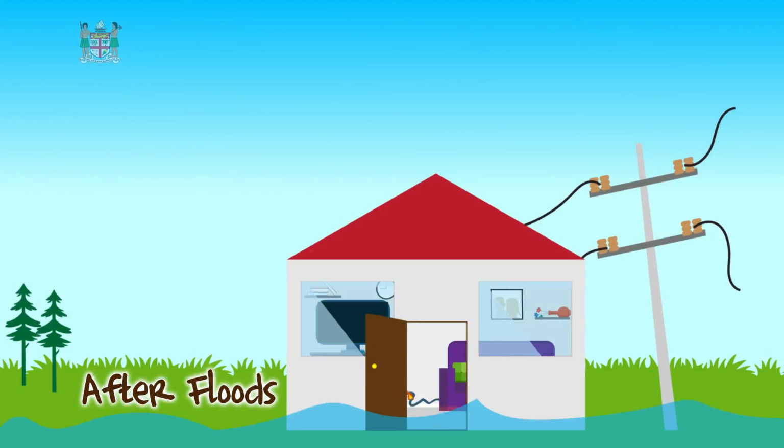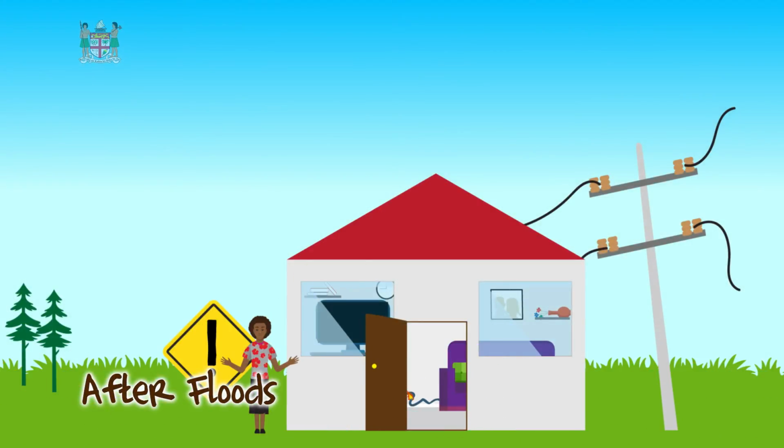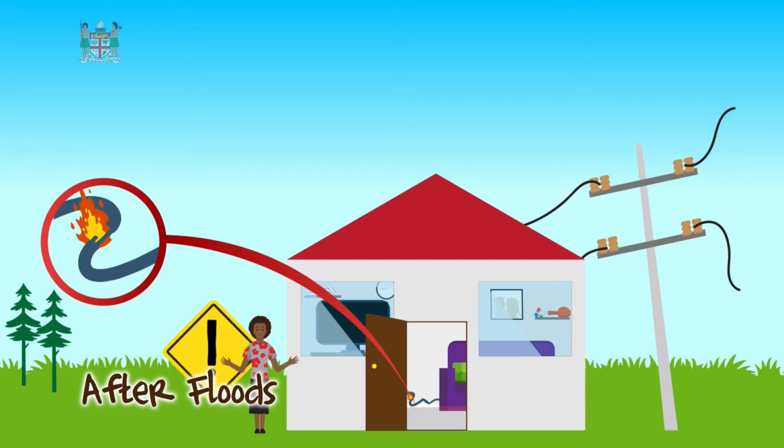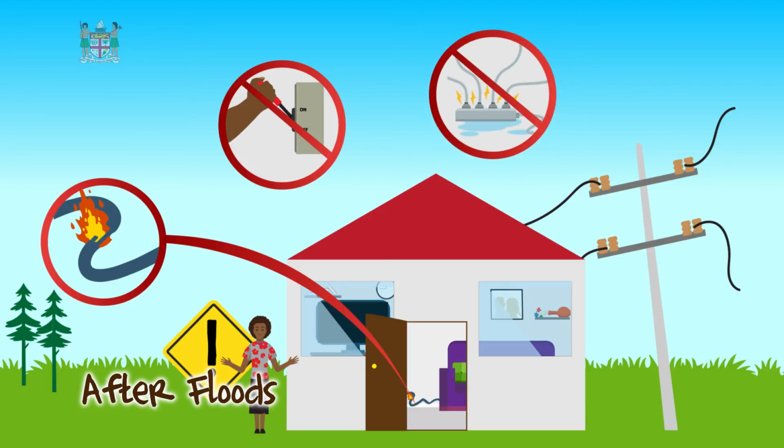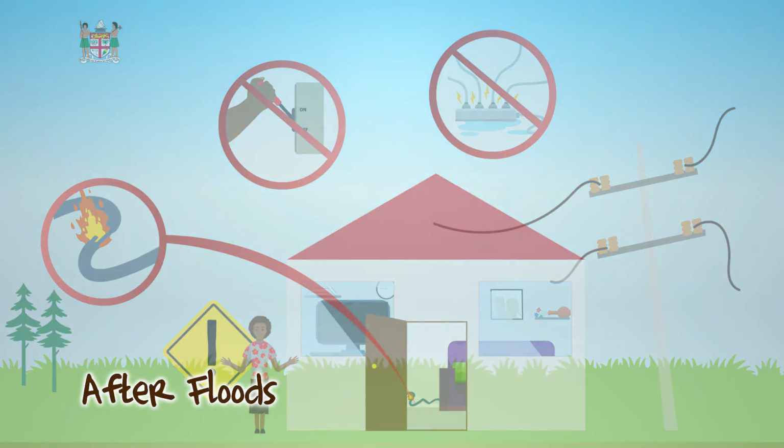After a flood, re-enter buildings with caution. Be alert for fire hazards such as broken electrical wires. If the building has been underwater, do not switch on the main. Do not use appliances or equipment until they have been cleaned, dried, and thoroughly checked for damages. Keep away from disaster areas.